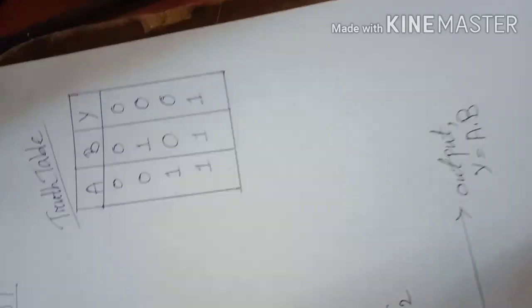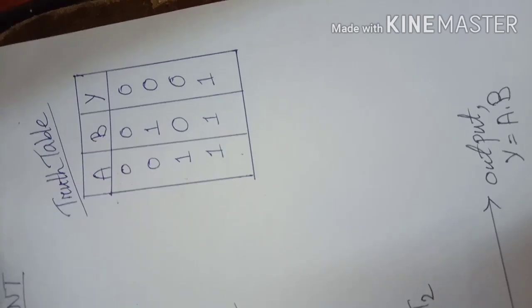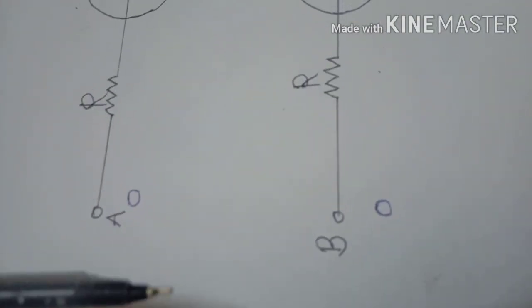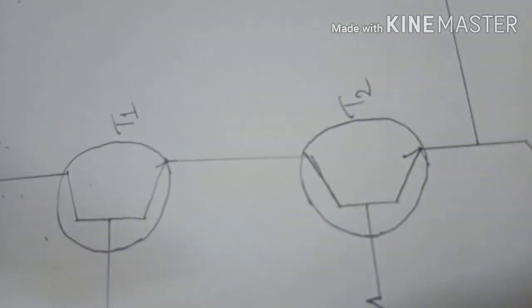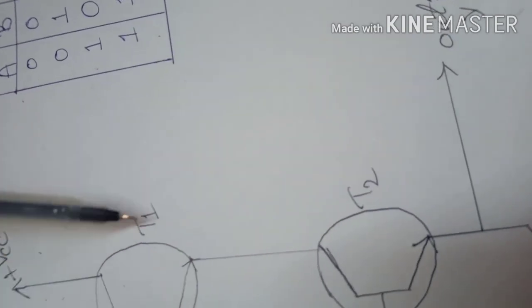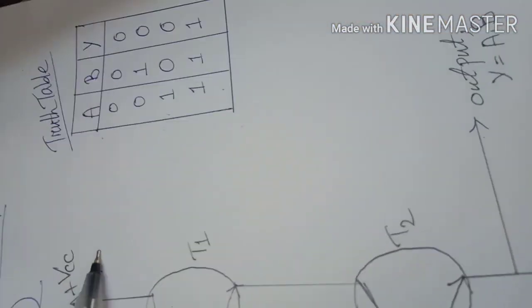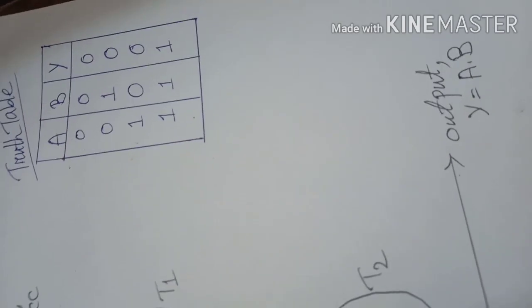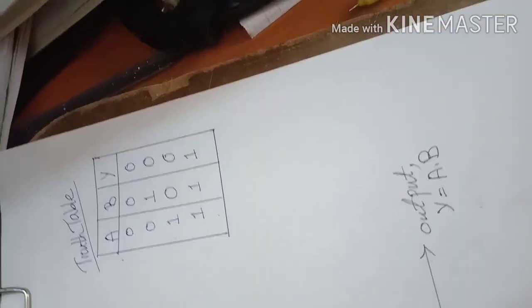In the first case, where A and B are both in the lower state, so A equals 0, B equals 0, then what will happen? These two transistors are in the off state and the current cannot pass through T1 and T2. So you can see that these two are in the off state and the produced output will be 0, as VCC doesn't have any function to raise the output, so this will be 0.